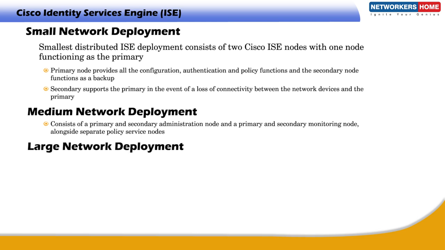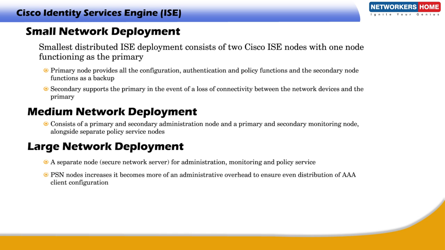Large network deployment. With a large network deployment, you dedicate each node to a separate persona. So, a separate node for administration, monitoring and policy service. You should also consider using load balancers in front of the PSN nodes. As the number of PSN nodes increases, it becomes more of an administrative overhead to ensure even distribution of AAA client configuration. That is, if you have 1000 switches, each of them will be configured to point to a specific primary and secondary RADIUS server.